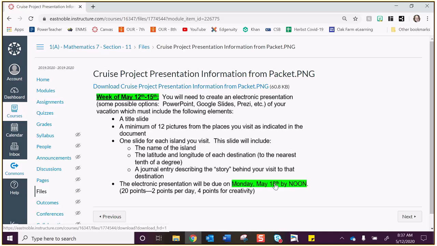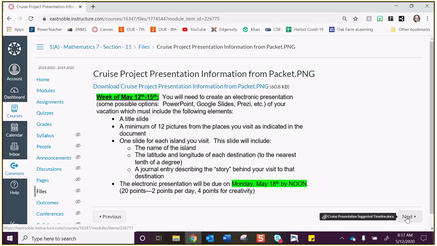So the presentation is 20 points total. You get 2 points basically for each day you're on the cruise ship. So you'll see how that works out in the slide. And we're giving 4 points for creativity. The cruise was 8 days long. So 8 times 2 is 16 plus 4. That gives 20 total points.